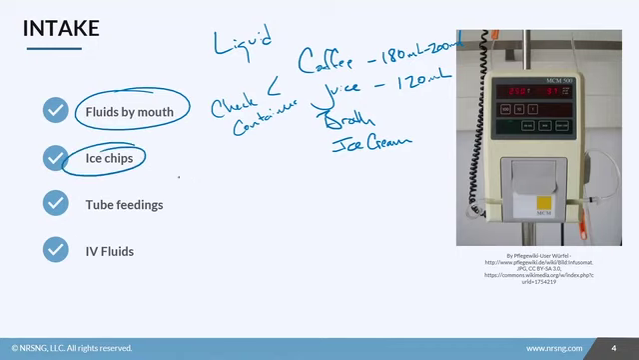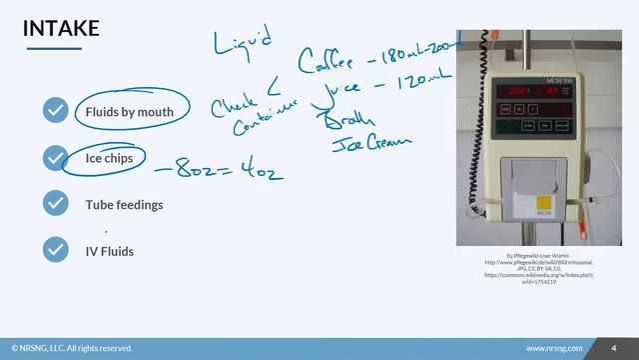Quick tip about ice chips. Some of your patients are going to get ice chips. What you want to record is the volume of half of what you gave them. So if you give them 8 ounces of ice chips, it actually is 4 ounces because of the size of the ice. That's just something you need to keep in mind. Just a little tip for you.